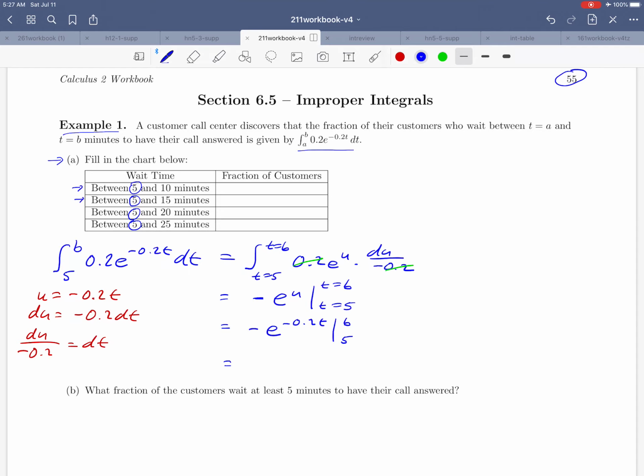And now we'll plug in the b and the 5. Minus a negative is going to give us a plus e to the minus 0.2 times 5. I'm going to do one simplification here. If you take 0.2 times 5, you actually get 1. I'm going to put those together and write this as minus e to the minus 0.2b plus e to the negative 1. Okay, there's the result of our integral. And again, we've left b kind of arbitrary. We don't know what that is.